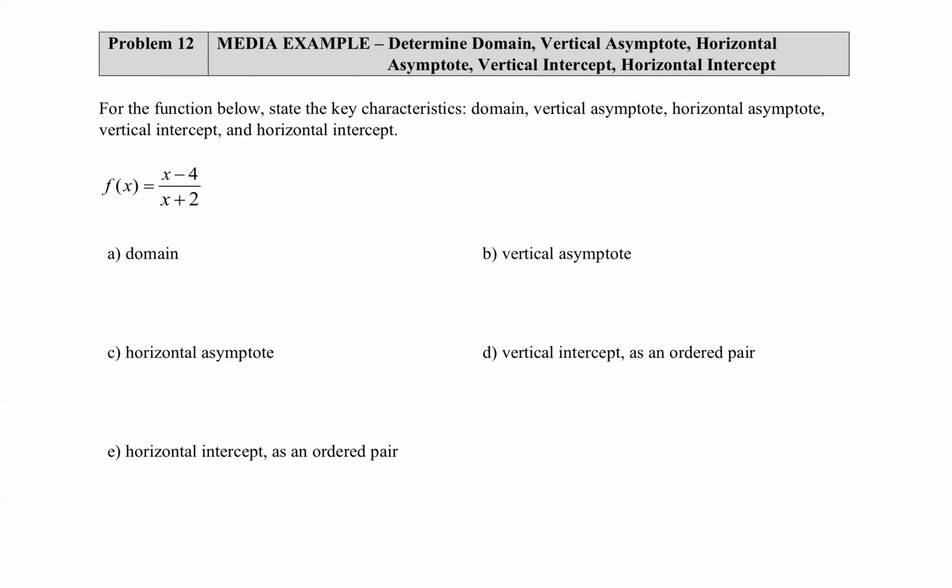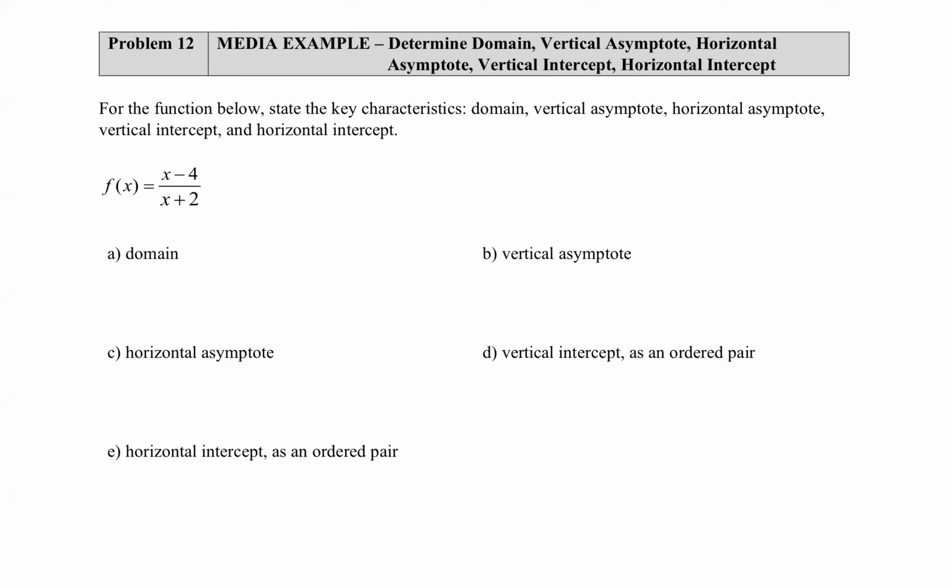This is section 5.1, problem 12. For the function below, state the key characteristics: domain, vertical asymptote, horizontal asymptote, vertical intercept, and horizontal intercept.